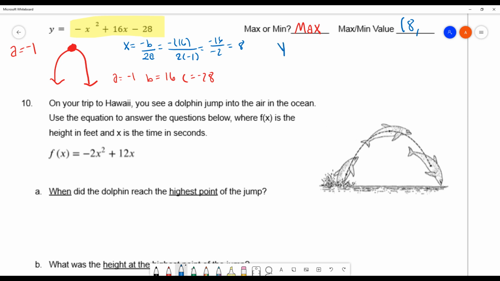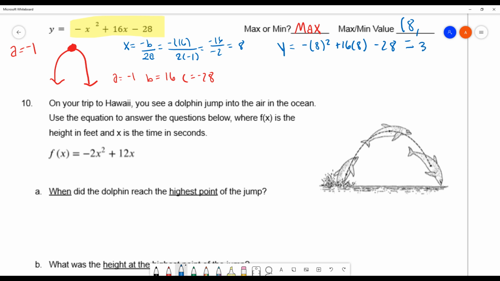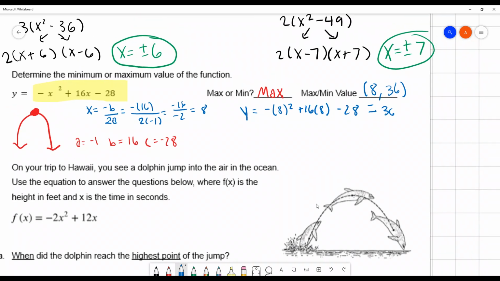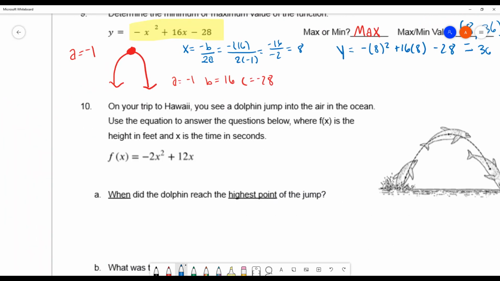Now to find y, I plug that back into the original. So that's going to be -8 squared plus 16 times 8 minus 28. Yikes, we're going to need to get our calculators out for that because that's going to give us some pretty big numbers. But if I type that all into my calculator, we should get 36. So my output is 36, meaning that is the value of my maximum. Remember, we can also just write this as y equals 36 if we want. Both ways work. And that's the end of chapter 9.